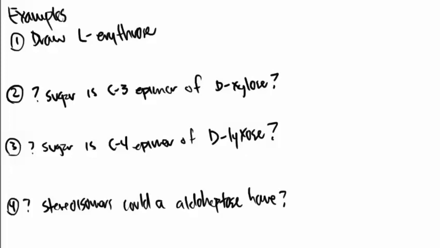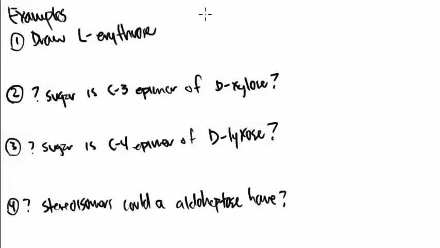The first example says draw L-erythrose. And this is going to go back to the whole term of an enantiomer in a way. On the chart that I've just shown in the past two videos, we can find the structure of not L-erythrose, but of D-erythrose. D-erythrose, I said, should be one of those structures that you should have memorized. By the test date, you should be able to write down D-erythrose without looking it up in a text.